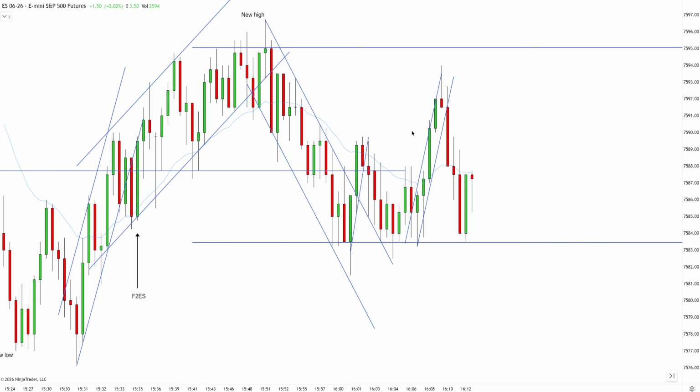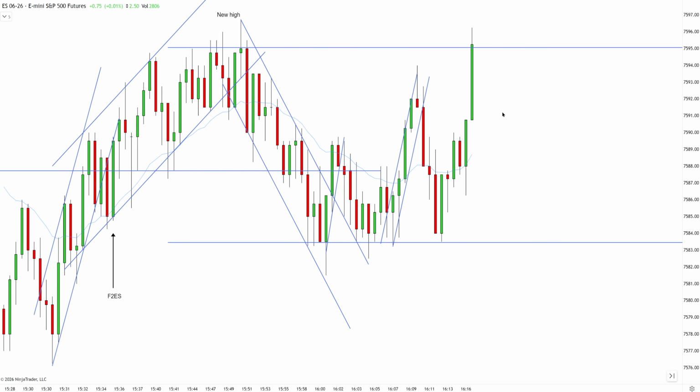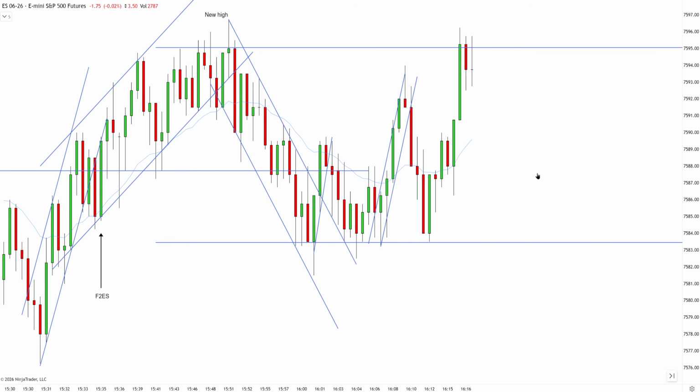Okay, this is not a confirmed range by any means. This is looking very messy, especially when you're watching this live. So I would start taking trades near extremes once the structure is a little bit more confirmed.